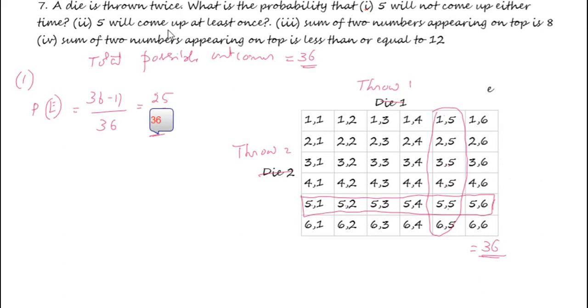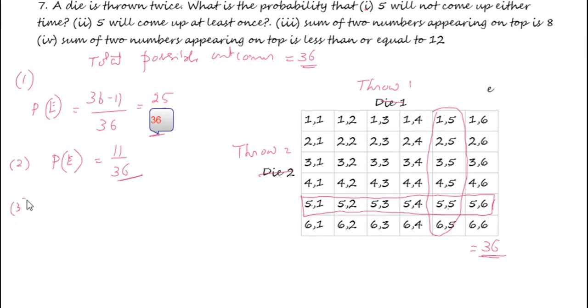5 will come up at least once. These are the ones I have marked. So in all these cases 5 is there at least once. In this case it is 2 times. The favorable outcomes in this case are 11. Total outcomes are 36. Answer is 11 by 36.